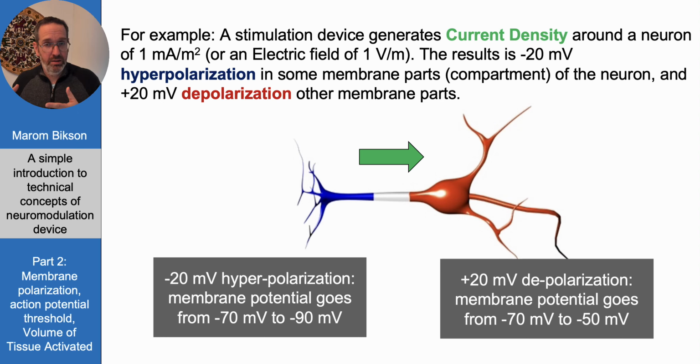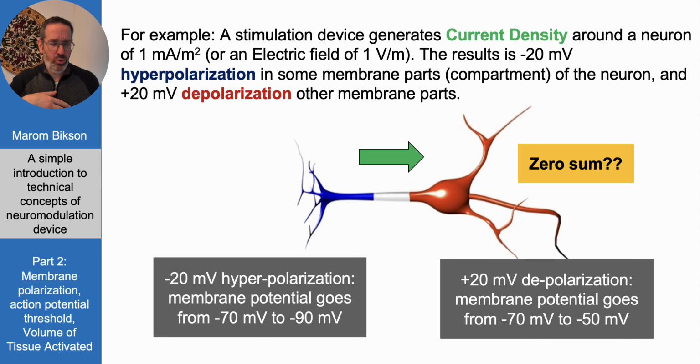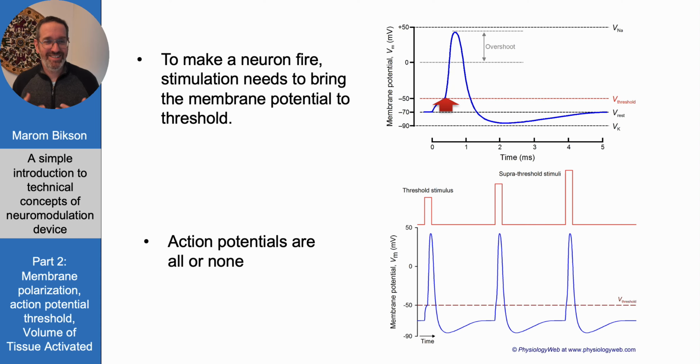On the other end, where current is exiting, right? And so we have a 20 millivolt depolarizing influence. If we started at minus 70 millivolts and we add 20 millivolts to that, then we will get to minus 50 millivolts. Now, is this a zero-sum game, right? Because one end went down 20, the other end went up 20, so what, does it all cancel out? And the answer is no, because the cells generate action potentials.